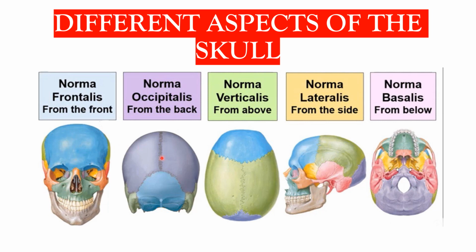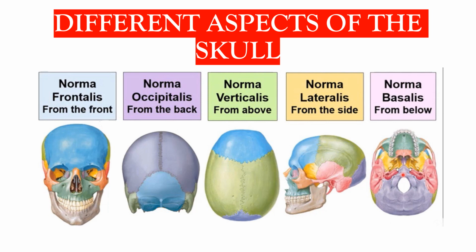Okay, now the skull can also be viewed from the back. That's norma occipitalis. All right. The skull can also be viewed from above. That's norma verticalis. It can also be viewed from the side. That's norma lateralis. And then lastly, it can be viewed from below. That's norma basalis.